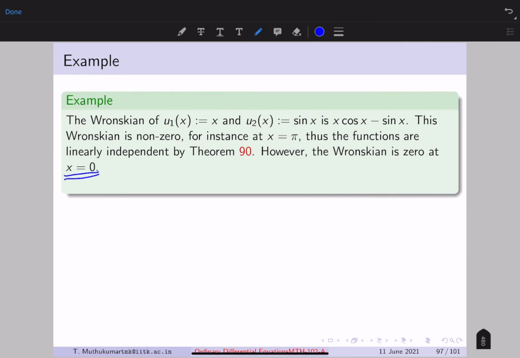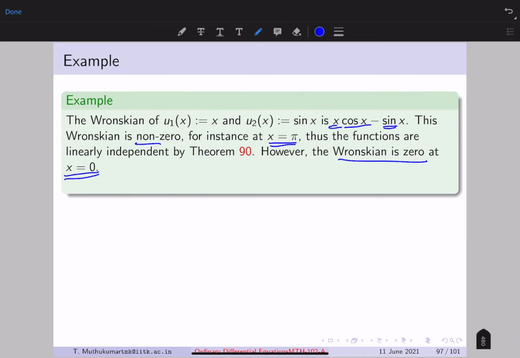Right. So the Wronskian is non-zero at x equal to pi, whereas at x equal to 0, sine 0 is 0, and cos 0 is 1, and whatever it is at x equal to 0, the Wronskian is 0. So the Wronskian is 0 at x equal to 0. This seems to contradict the previous theorem, right?